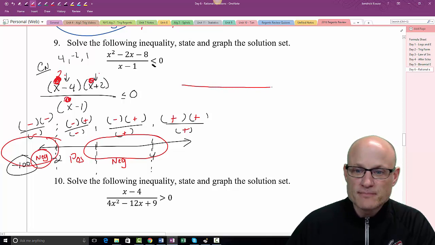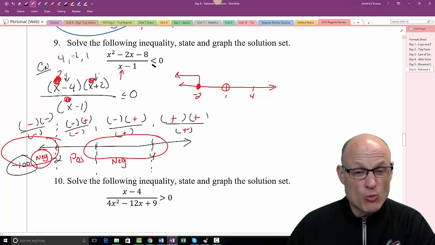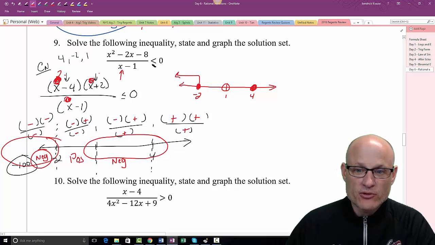So if I look at my number line, at negative 2, I'll have a closed-in circle going to the left. Between 1 and 4, at 1, I have to have an open circle because that would make this undefined. It can't be 1. 1 is not in the domain. But at 4, I can have a closed circle, and I connect the dots.